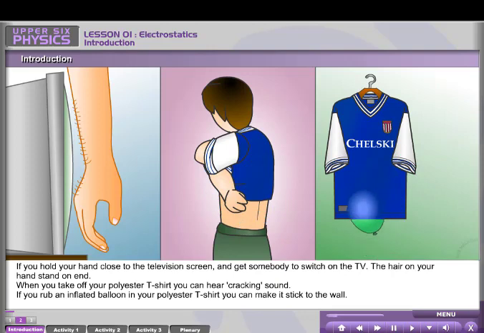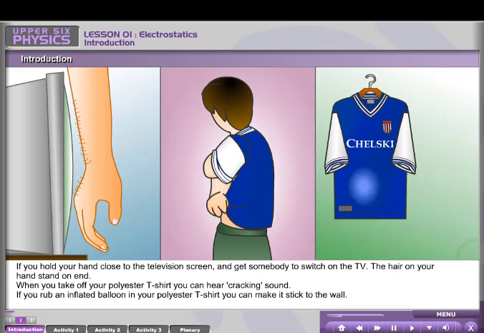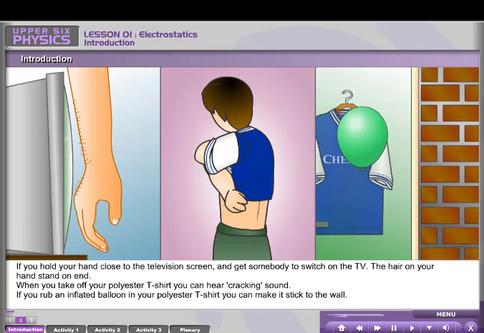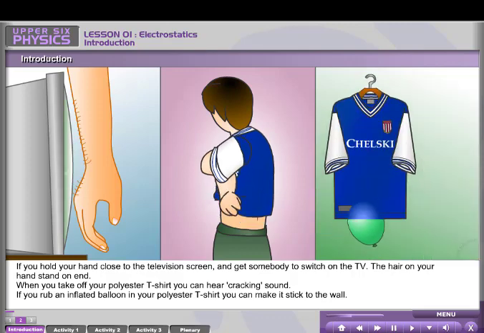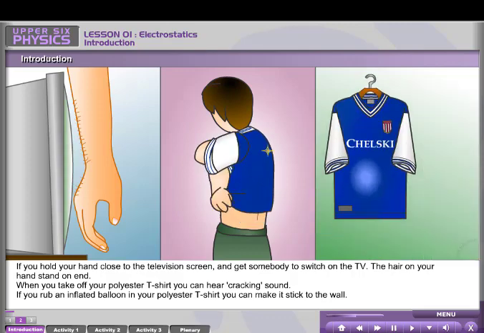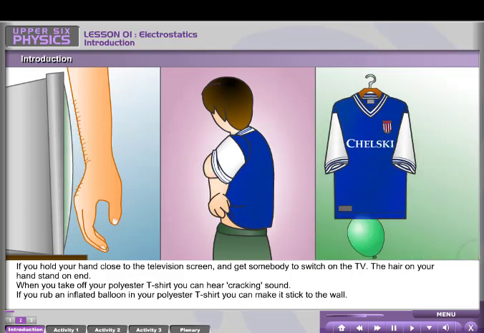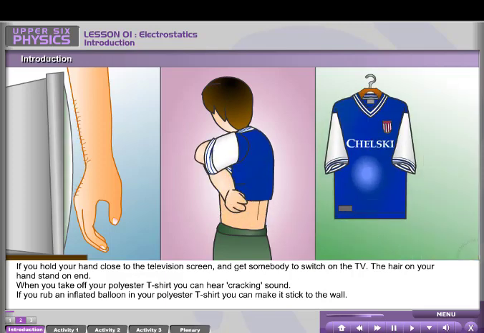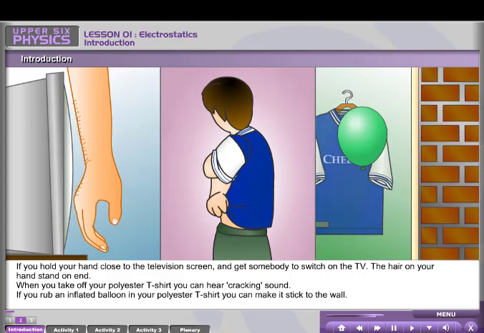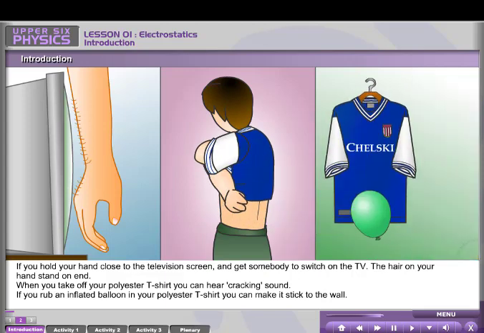If you hold your hand close to the television screen and get somebody to switch on the TV, the hair on your hand stands on end. When you take off your polyester t-shirt, you can hear a cracking sound. If you rub an inflated balloon on your polyester t-shirt, you can make it stick to the wall.